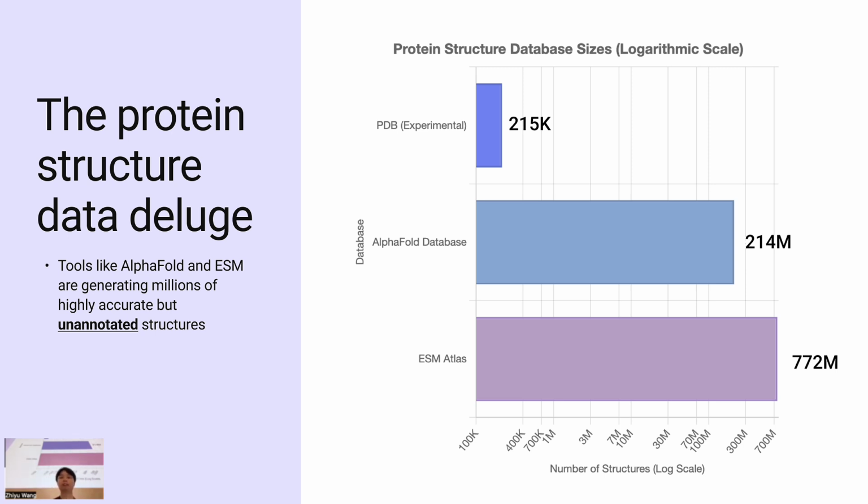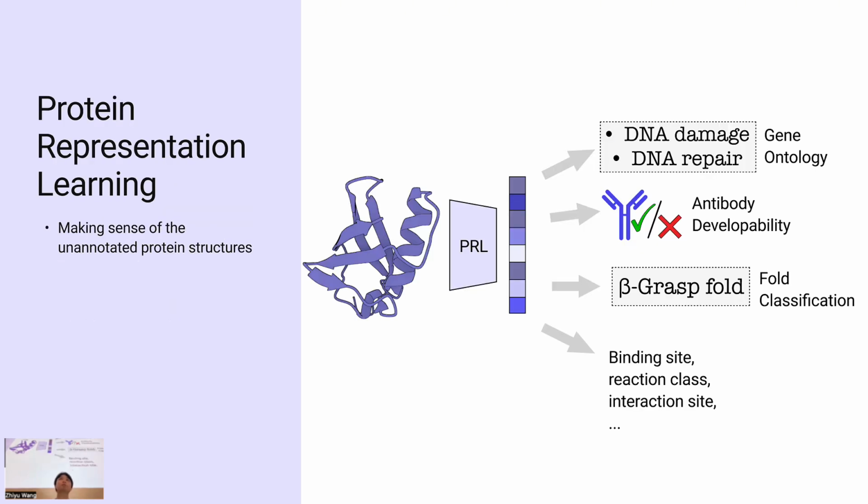However, even if we can generate millions of protein structures here, they are meaningless if we don't know their properties. And clearly, it is almost impossible to annotate all of them just by experiments. So how to address this problem? The solution is protein representation learning. This is a deep learning method that makes sense of the annotated protein structures.